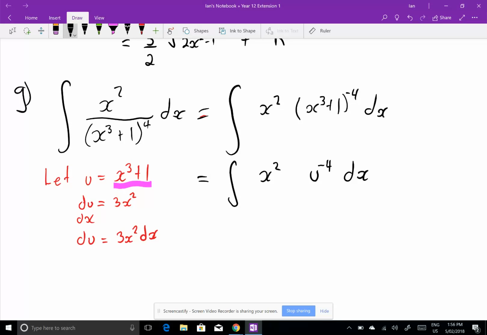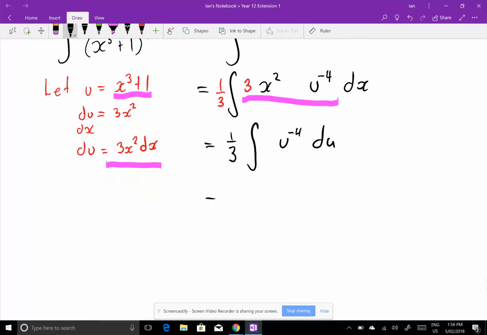I can't integrate that because I've got two different variables in there, but I can see very quickly here I just need a 3x squared. So I'm going to put a 3 in and take a 3 out. And because it's all multiplied, it doesn't matter. This whole thing is multiplied. And I will get a third, integral u to the minus 4 du. Now that's really easy to integrate, which gives me a third. Add 1 to the power, that's u to the minus 3. Divide by that, negative 3, plus some constant.